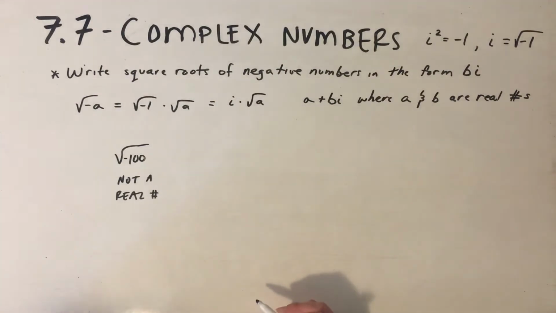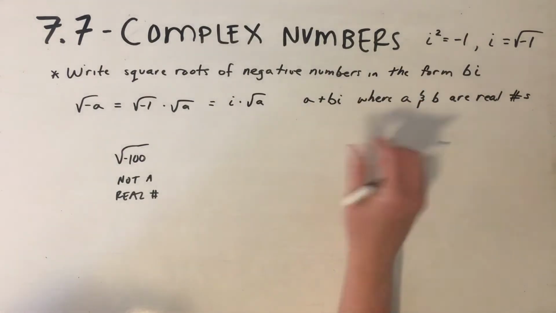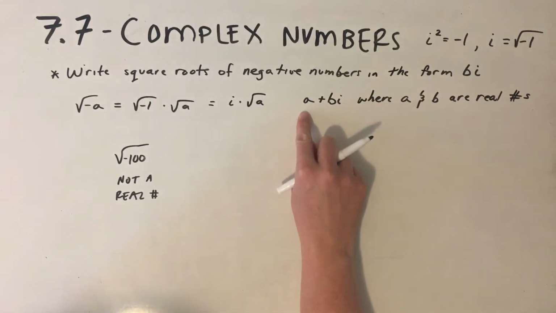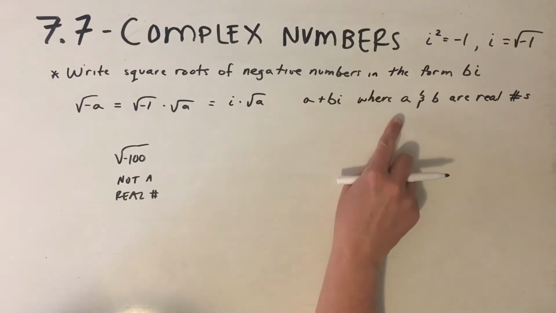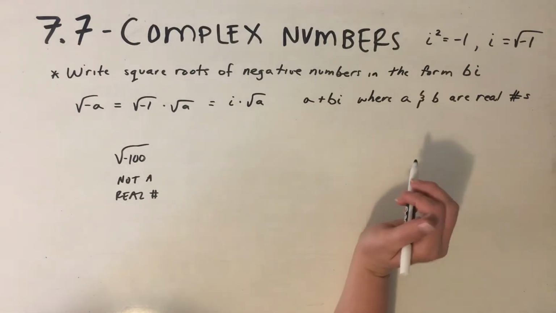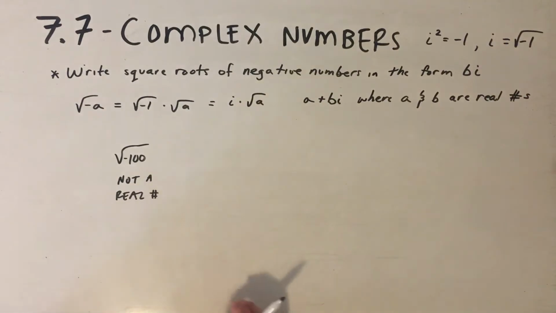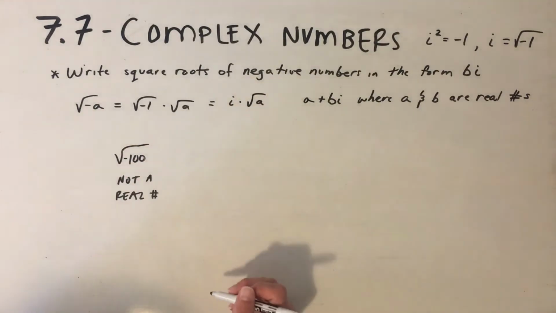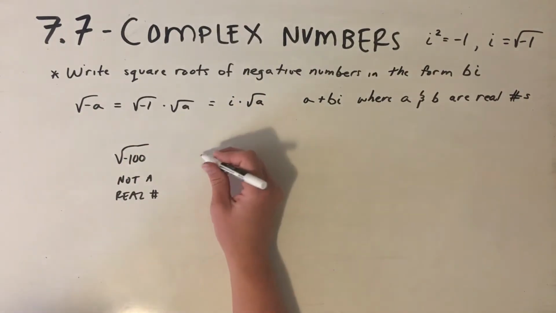Complex numbers are numbers that are written in the form of A plus BI, where A and B are real numbers. Okay, so if you're like, I don't get any of that, let's just walk through a few things. Again, we used to say this is not a real number, but now we're going to say, well, we could separate this out.